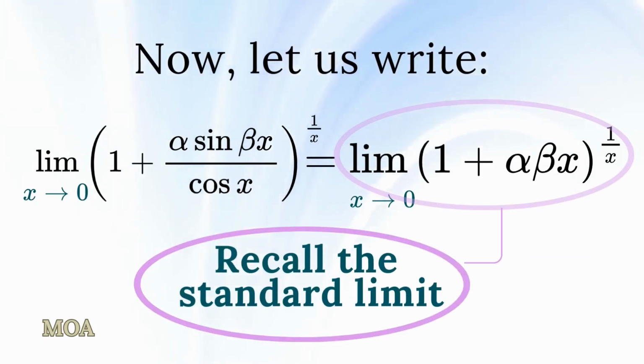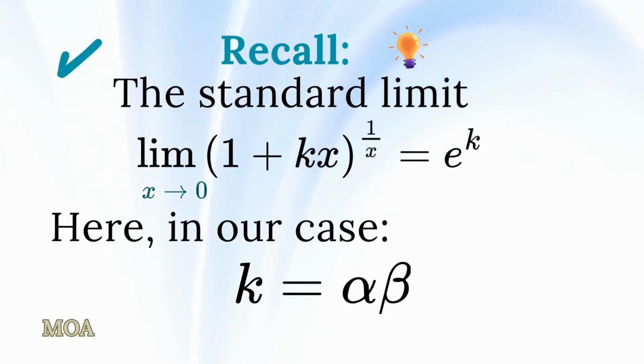Now we raise this expression to the power of 1 over x and take the limit as x approaches 0. At this point, recall the standard limit: 1 plus k times x, all raised to the power of 1 over x, approaches e to the power k. Here, in our case, k is alpha times beta.